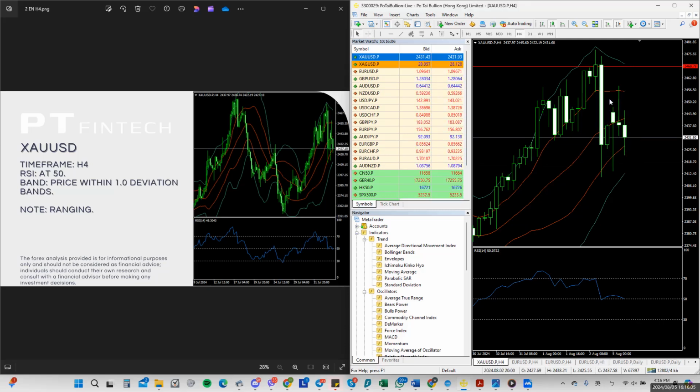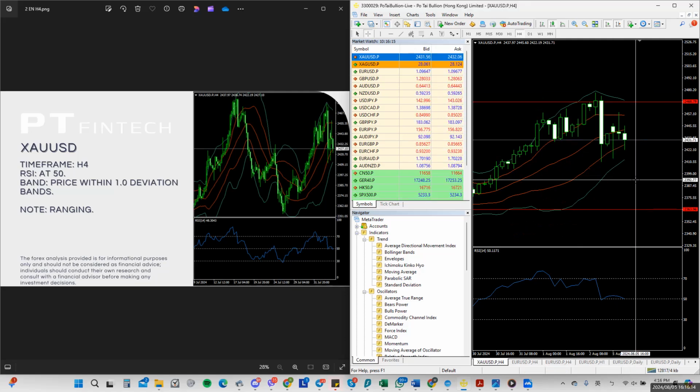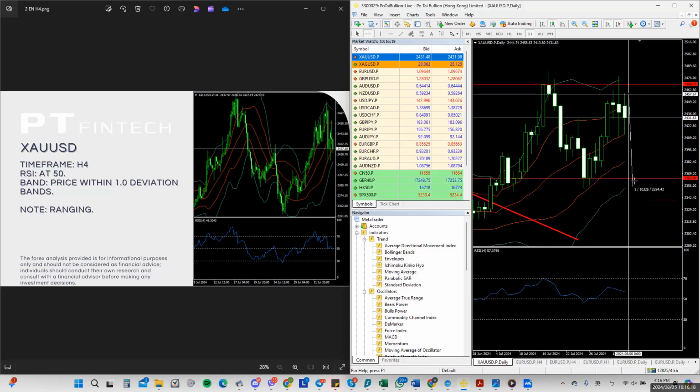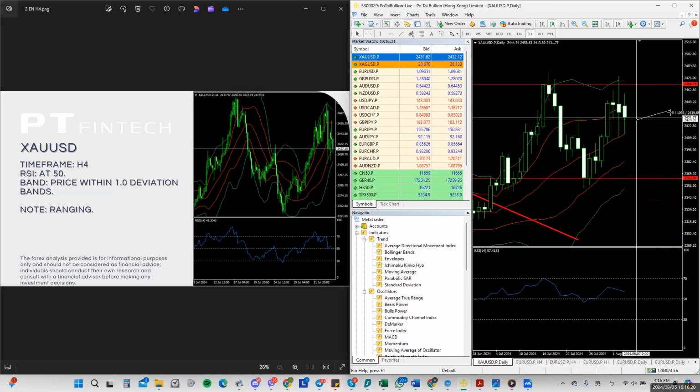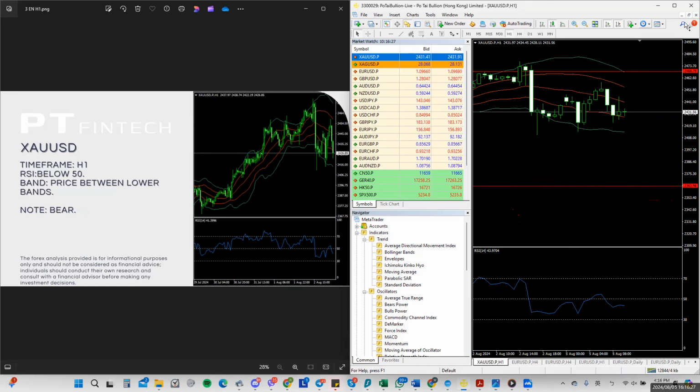So overall, right now, it does seem quite ranging. We have to be very careful. Prices may be ranging within this section of the D1 from what I'm seeing here. This is usually where the prices will be ranging. So let's dive in and take a look at H1. Maybe we'll get a clearer picture.